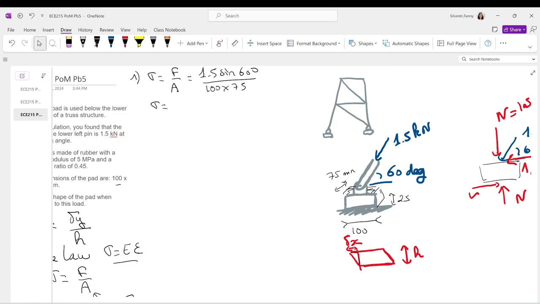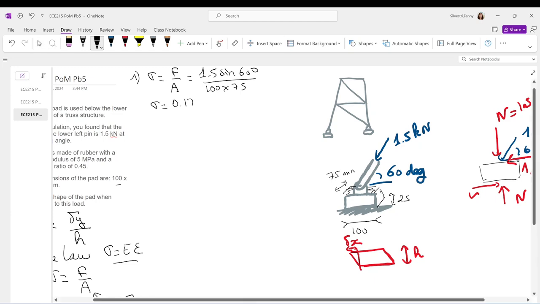Well, did I get that information? Normal stress. I don't know if I found it. Oh, here we go. Let me put it there again. So sigma, the normal P divided by the 100 times 75. That is 0.173, yes, 0.173 MPa.